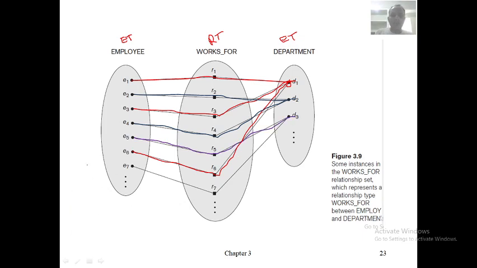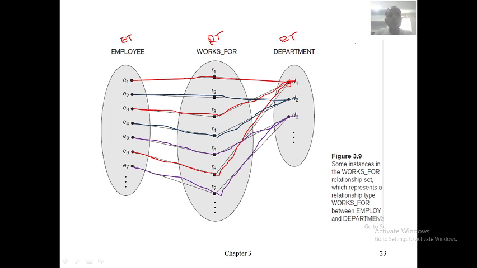Got it? Similarly, E7 also works for department number 3. Means, employee is one entity type and department is another entity type. Those two are related. That is how they are related. A particular employee works for a particular department. This is the relationship. This is also called an association.